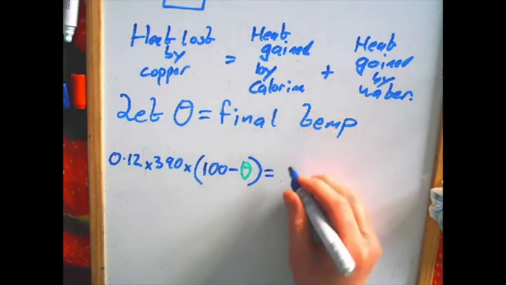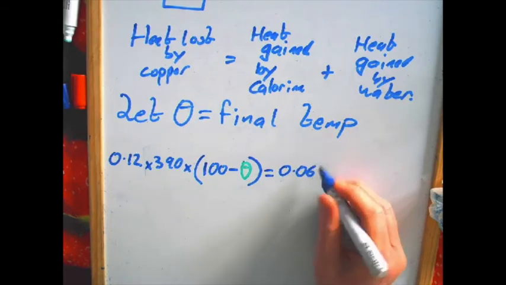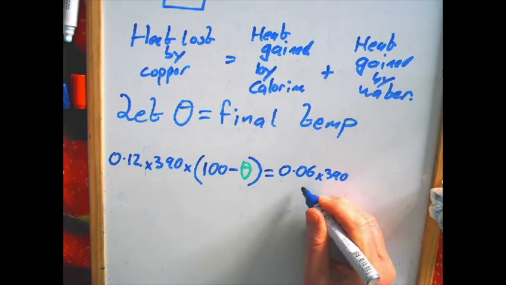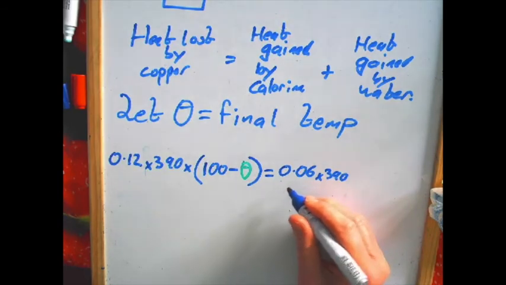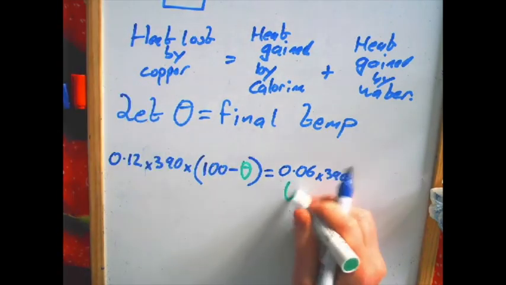So we know that its starting temperature is 100, and I'm just going to put theta in a different color so we can keep track of it, because my zeros and thetas look a little bit similar. So the heat lost by the copper is equal to the heat gained by the calorimeter. Okay, so what do we know about the calorimeter?